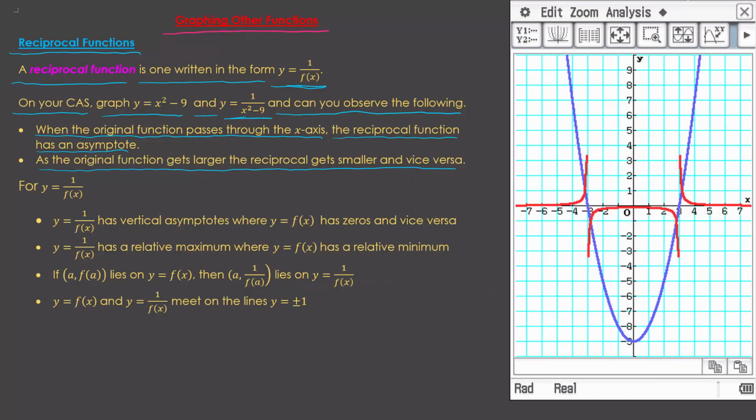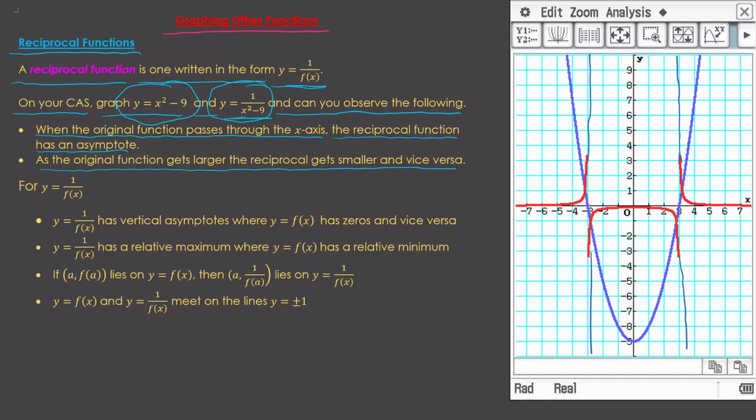So the red graph is the 1 over x squared minus 9, and the blue graph is the original x squared minus 9. Note that the graph doesn't just simply stop at these points here. It's just that the dots on the screen get such that we can't draw in the whole asymptote. So the asymptote would actually go off along the asymptote in all of these places.